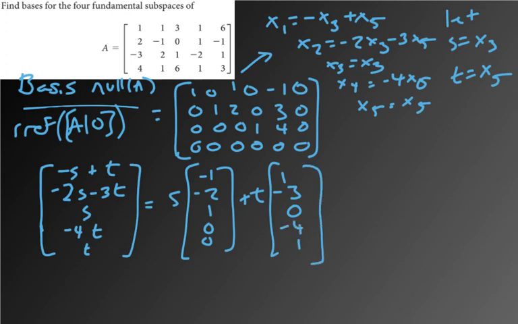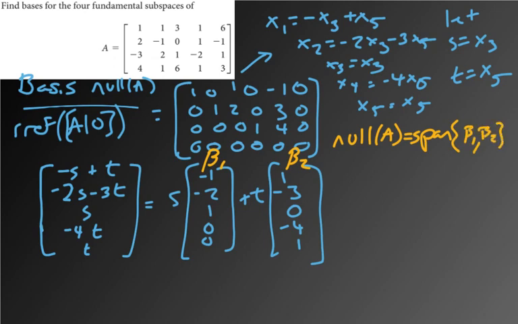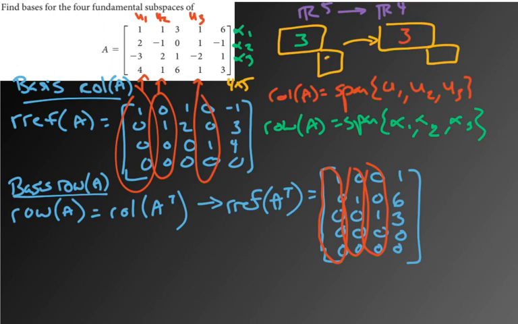So if I call this, I don't know, beta 1 and this beta 2, then the null space of A is equal to the span of those two basis vectors, okay? And so the null space of A, we just found, has dimension 2. And so notice 2 plus 3 is 5, which is good.